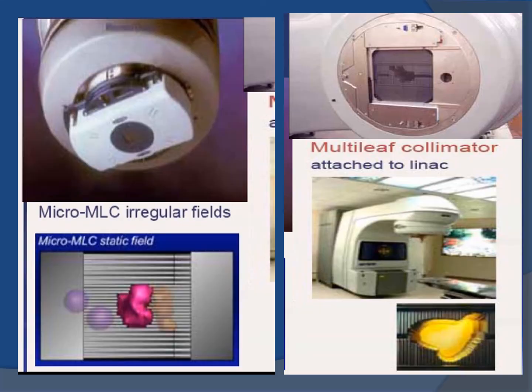This is a multi-leaf collimator, which is located at the head of the radiotherapy machine. The function of the multi-leaf collimator is to simulate the tumor as seen in the CT. It makes the radiotherapy beam take the same shape as the tumor, so it prevents the radiation from passing through the adjacent normal tissue.